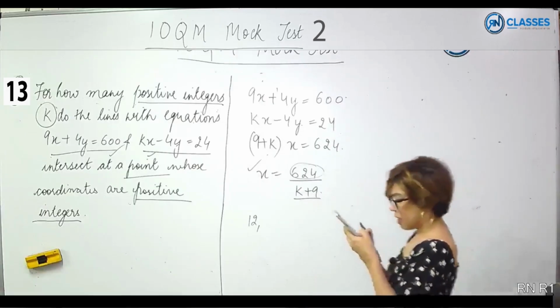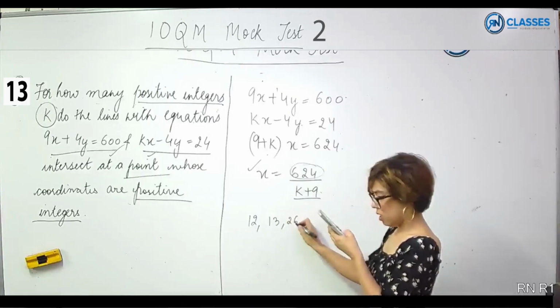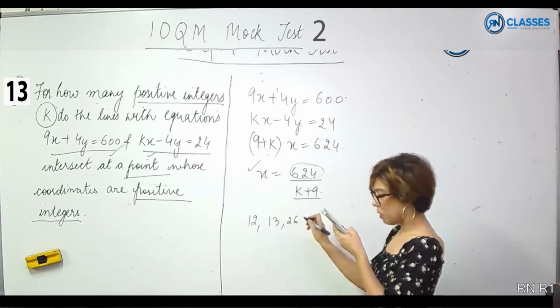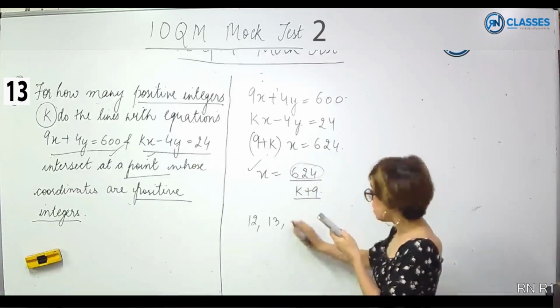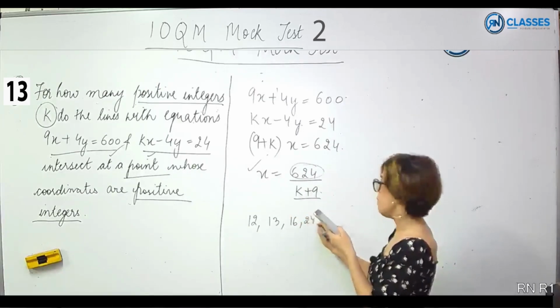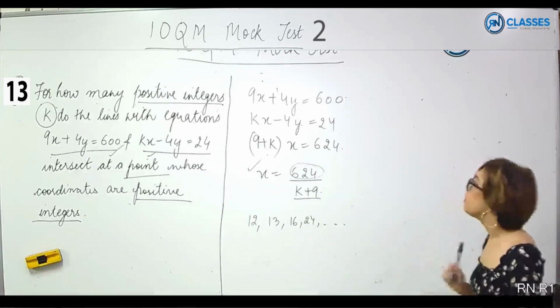Yes, the next factor can be 13, then 26, the corresponding values. Now we are talking about factors of 624. Yeah, 12, 13, then we have 16, then 24, and then we can list out. There aren't many factors, by the way. But we can further reduce the problem.